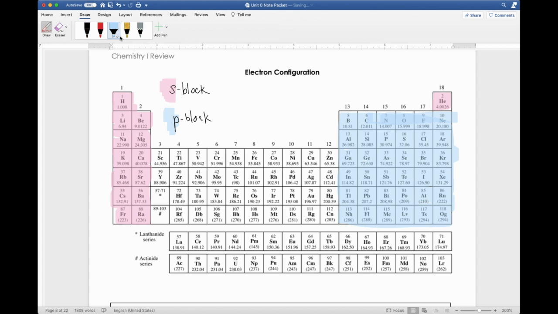Let's go ahead and pick a third color. And let's do this one here. It looks like a darker pink. And we're going to color in all of these transition metals that are here in the center. What's interesting about the periodic table is you'll see that there are blank sections right here. That's because this whole piece, your lanthanides and actinides, actually fits right in this section right here.